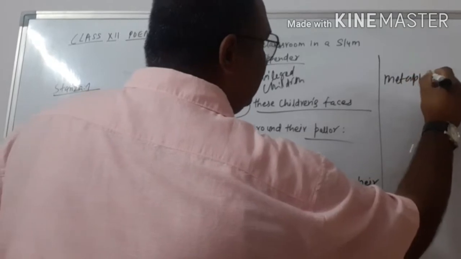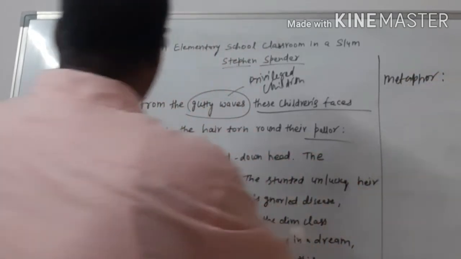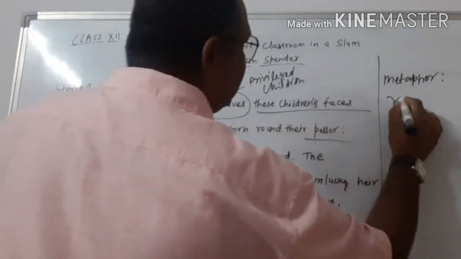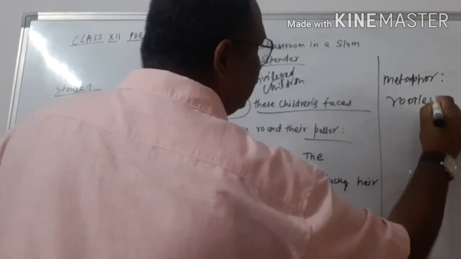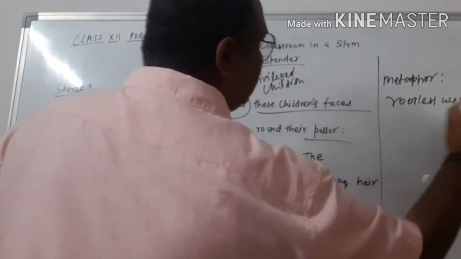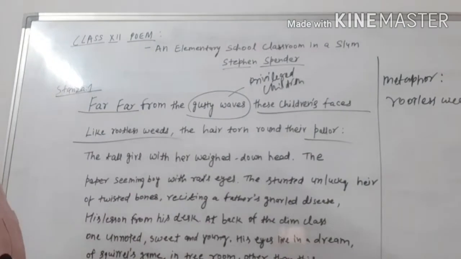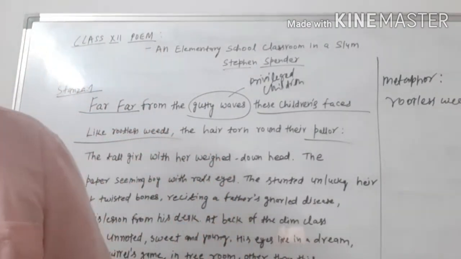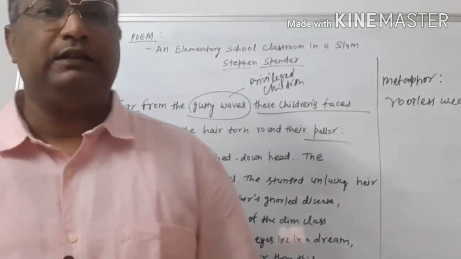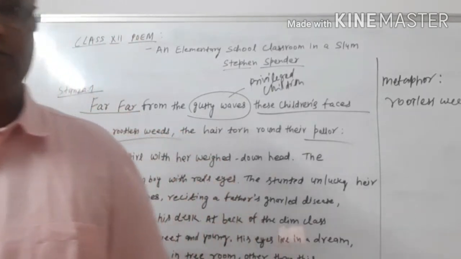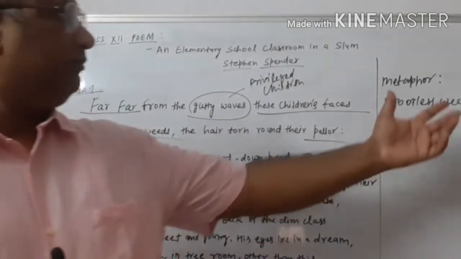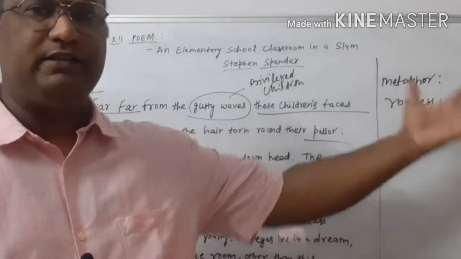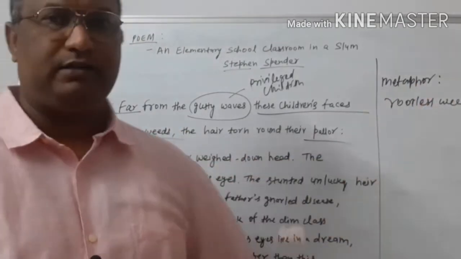Metaphor. What is the metaphor here? Rootless weeds. So you know weeds. Weeds are unwanted plants that grow on their own and they are not liked by anybody. So they are unwanted in society and they are rootless.